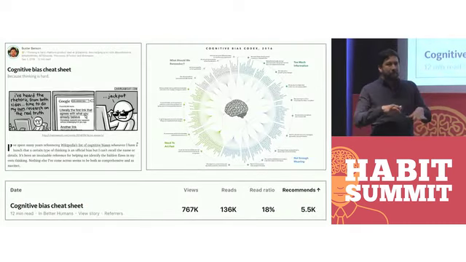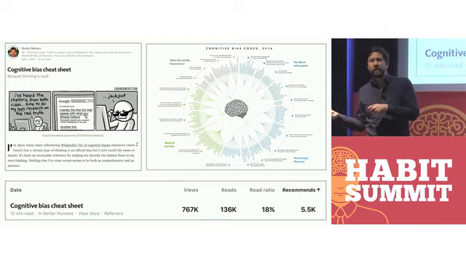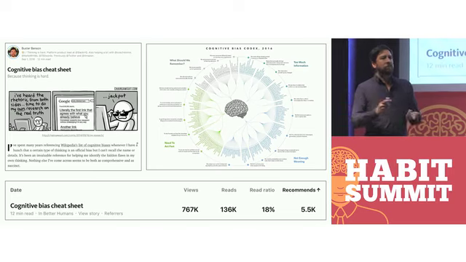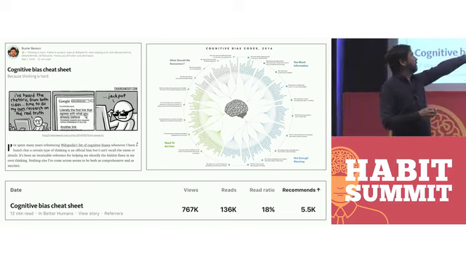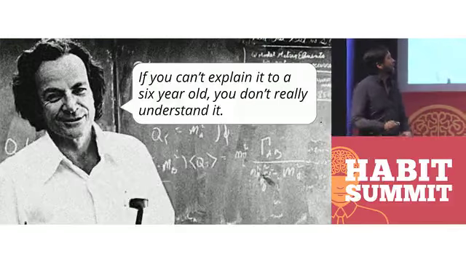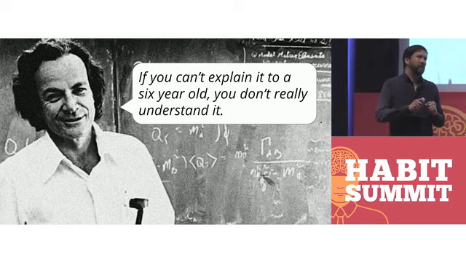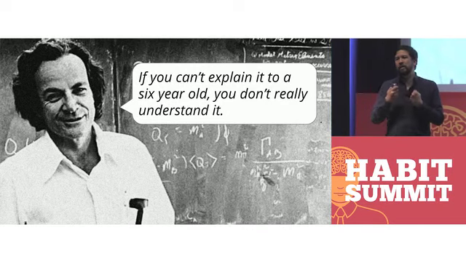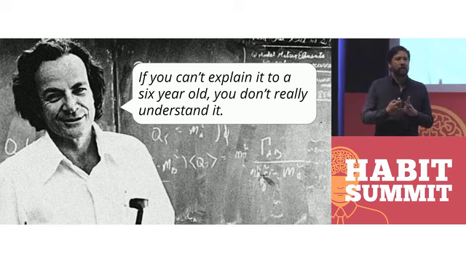I did end up writing a Medium post about it, and I thought, hey, this is a cheat sheet. I've made this so much easier for people to understand, but it's still a 12-minute read. It's still a lot of words, and just this graphic over here shows that I haven't really simplified anything. And I like this quote, the Feynman technique, which is basically that you don't really understand something until you can explain it to a 6-year-old. And I didn't feel like I could explain biases to a 6-year-old, and so I didn't think I was done.